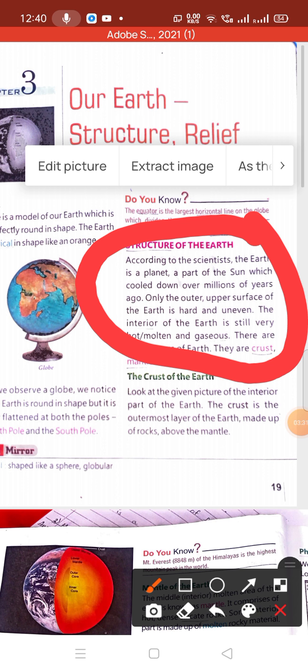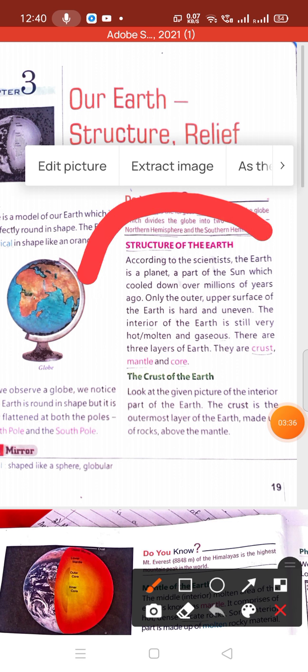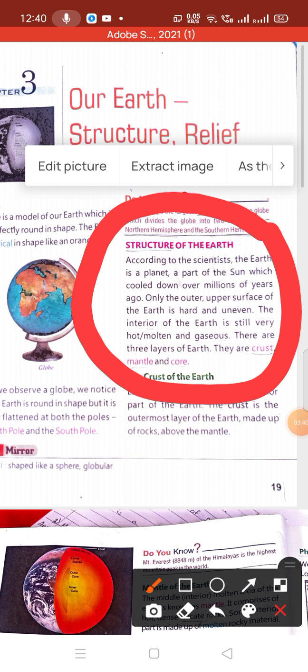Structure of the earth. Listen, structure of the earth. I am going to read now this part. According to the scientists, the earth is a planet, a part of the sun which cooled down over millions of years ago. Only the outer upper surface of the earth is hard and uneven. The interior of the earth is still very hot, molten and gaseous. There are three layers of earth. They are crust, mantle and core. So I read this part.